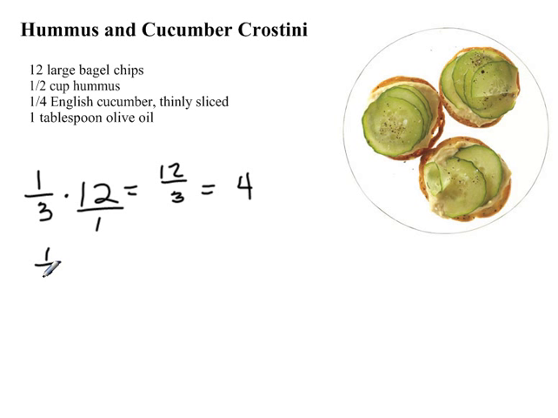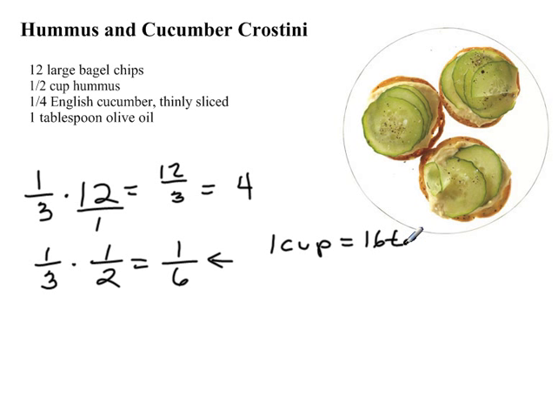I want 1/3 of 1/2 cup. So I multiply and I get 1/6. Now, some people may not have a 1/6 cup; they just have 1/4, maybe 1/8, 1/3. So one thing you could do is you could convert this into tablespoons. You may not get an exact value, but 1 cup is 16 tablespoons. So what you could do is take this value and simply divide into 16.